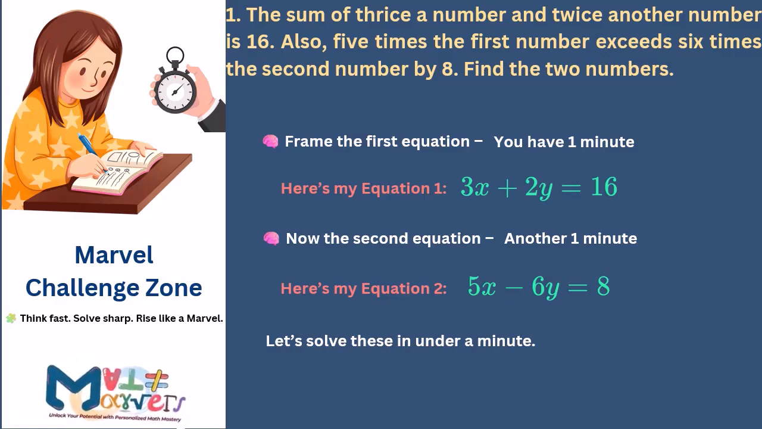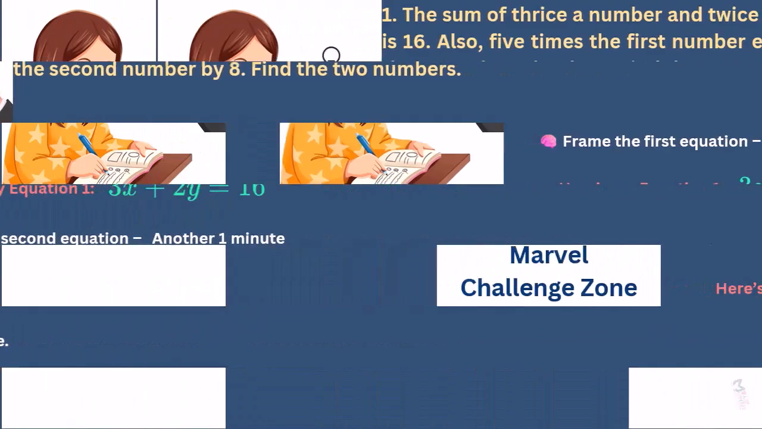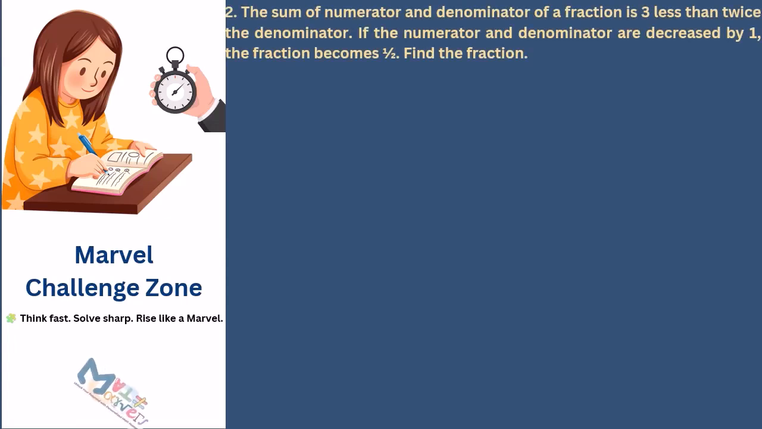Final answer. The two numbers are x equals 4 and y equals 2. Think fast, solve sharp. That's how a marvel cracks it. Here comes challenge 2. Go through the problem carefully.